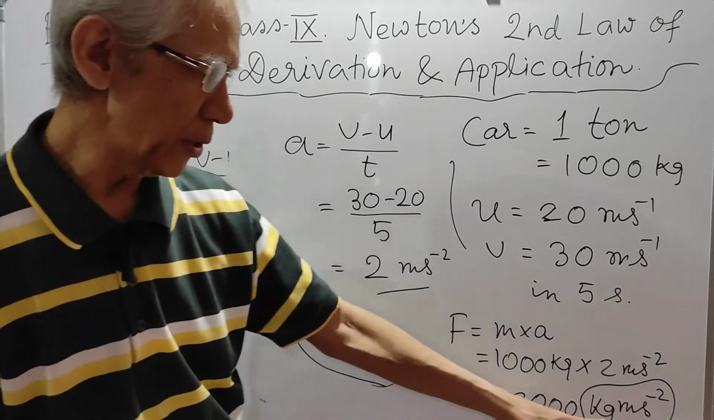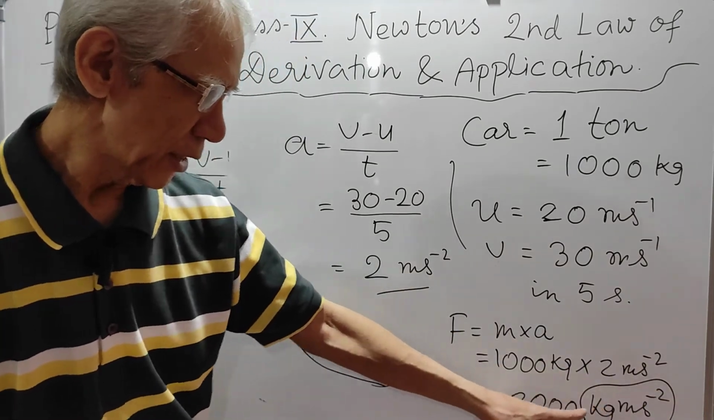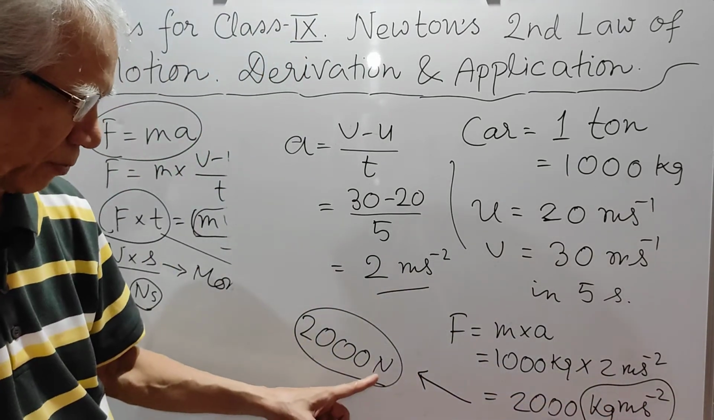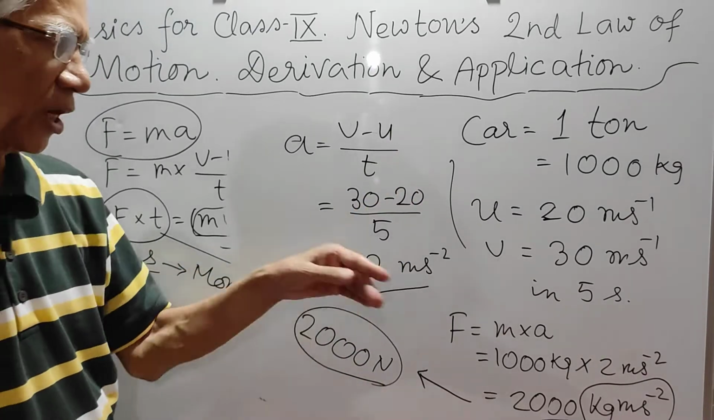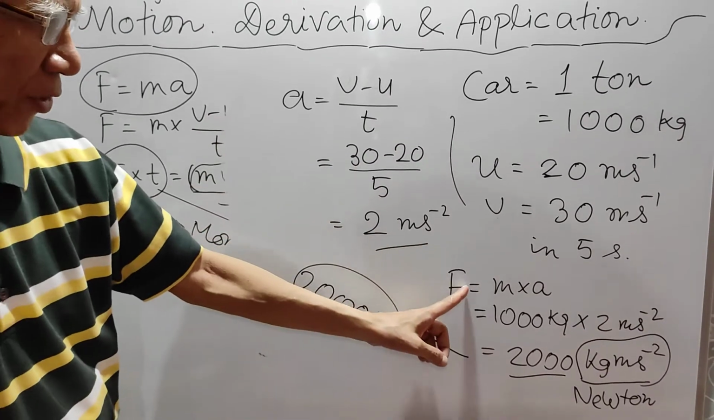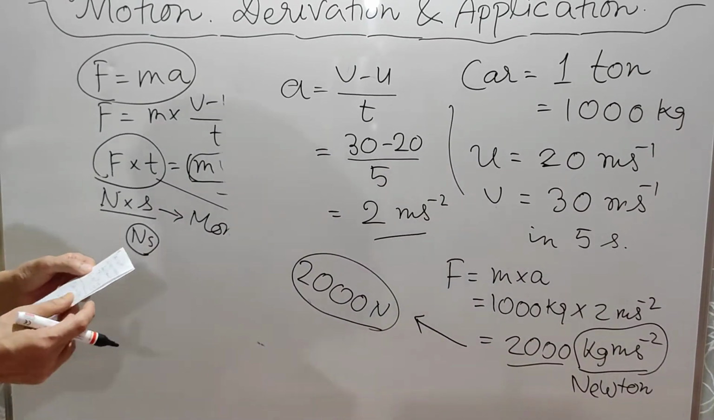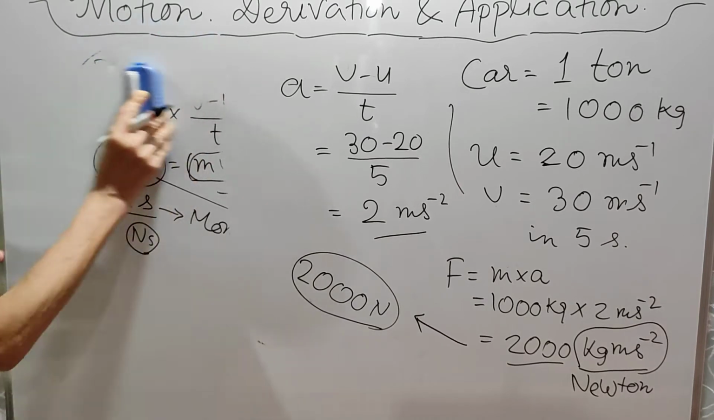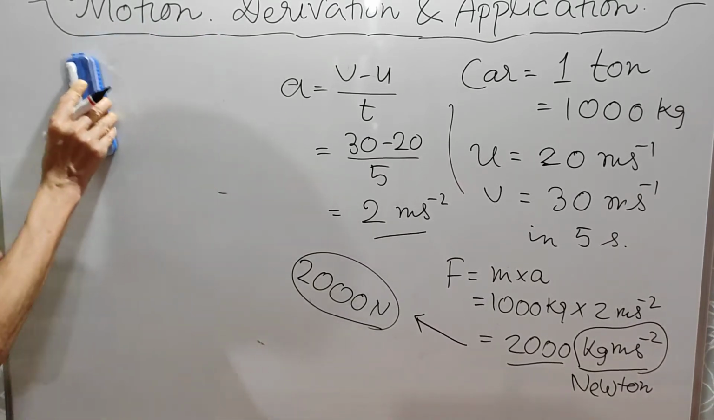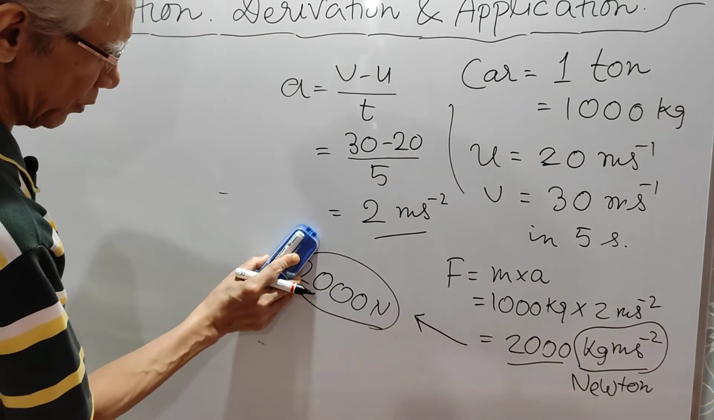So 2000 kg meter per second square. You will write kg meter per second square replaced by Newton, that is N. So this is the answer. This is how we have to use the formula F equal to ma. Is it clear? Okay, now let us see another example in which the brakes are used.